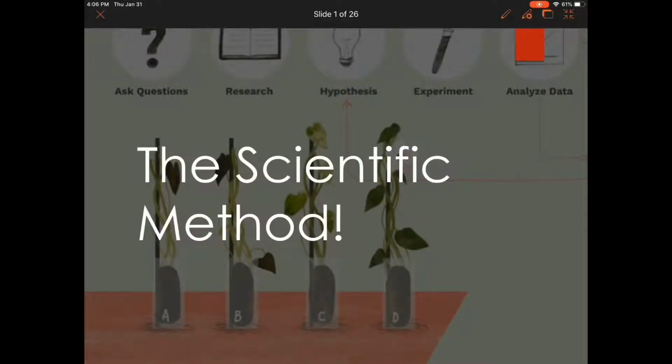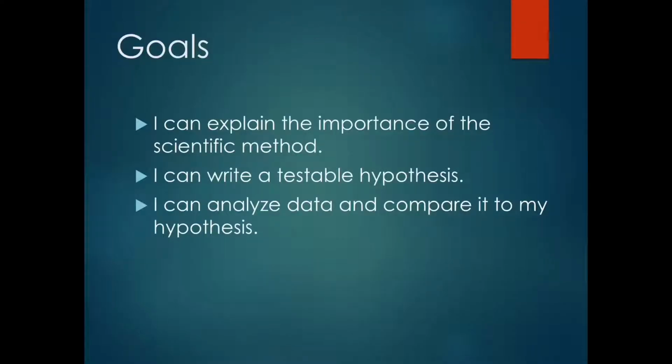Today we're going to be talking about the scientific method. So by the end of the lesson, you should be able to explain the importance of the scientific method, write a testable hypothesis, and analyze your data and compare it to your hypothesis.